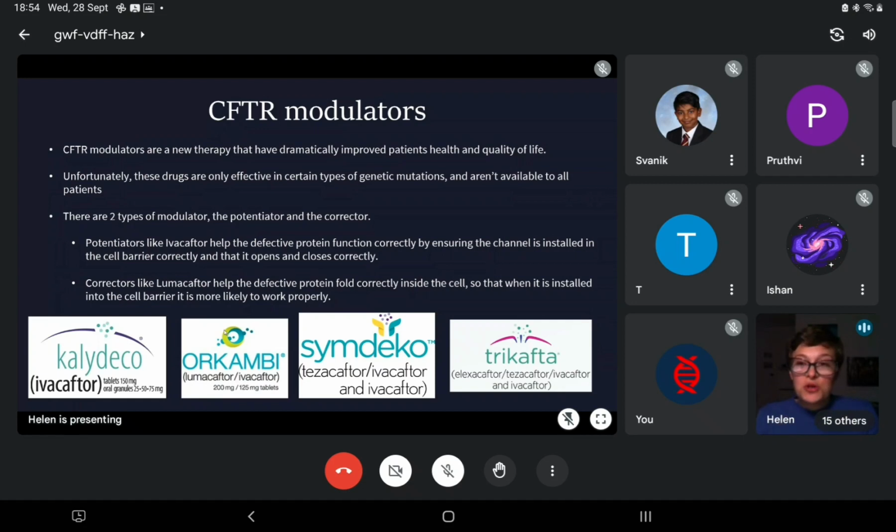So stopping short of genetically modifying people with cystic fibrosis, we are effectively cancelling out the genetic mutation with these types of drugs, which is absolutely amazing.